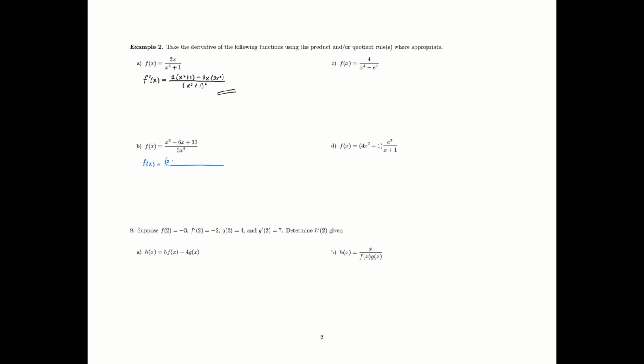Derivative of the top, 2x minus 6, times the bottom, 3x squared, left alone, minus the entire top left alone, so x squared minus 6x plus 13, times the derivative of the bottom, which is 6x, all over the bottom, 3x squared, squared. So that's one way to do it.